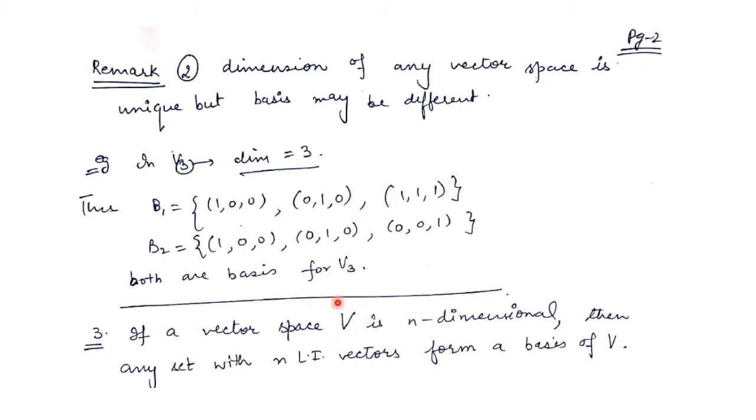So once again, if the dimension of V is n, then any set containing n elements, and if that set is linearly independent, then that will become the basis for V.